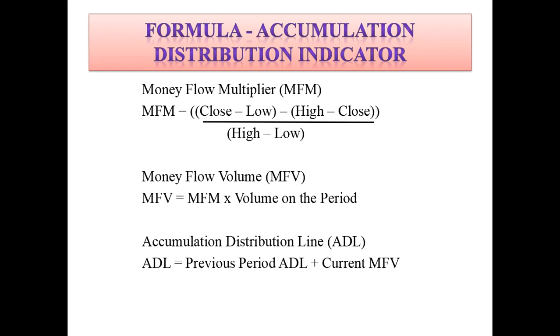Next is the money flow volume, and this is calculated by multiplying the money flow multiplier with the volume of the period. We use this to calculate the accumulation distribution line, which is the previous period's ADL plus the current money flow volume.